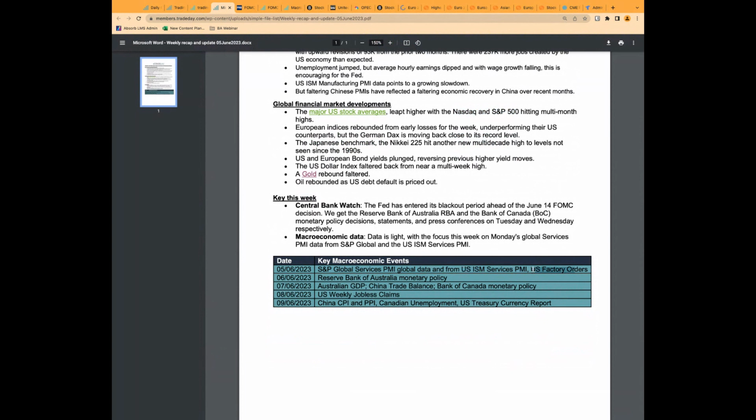We also get US factory orders coming later today. We get 2 central banks in play: Reserve Bank of Australia and Bank of Canada. They are on Tuesday and Wednesday respectively. Other than that, data is light. If you look at the US data in here, US jobless claims, that's not really a biggie. China CPI, PPI, Canadian unemployment. The real US data is focused on this PMI data and factory orders today. That's the big data for the week.